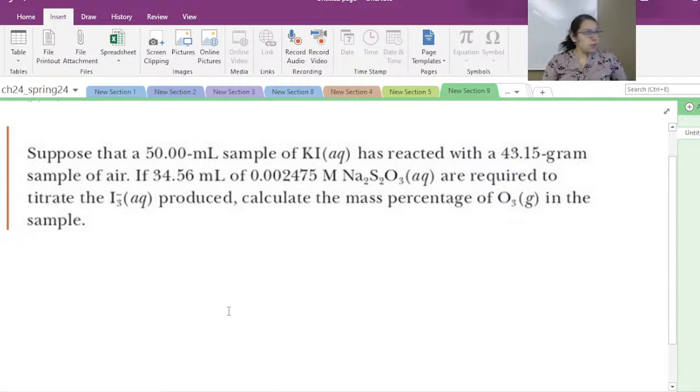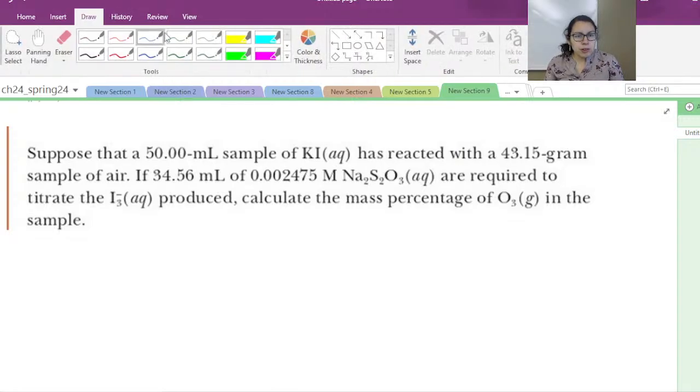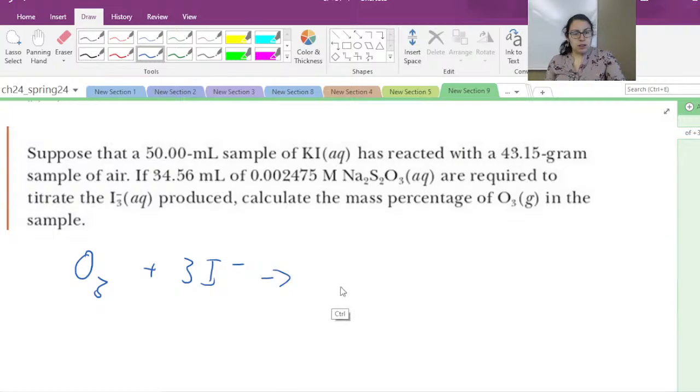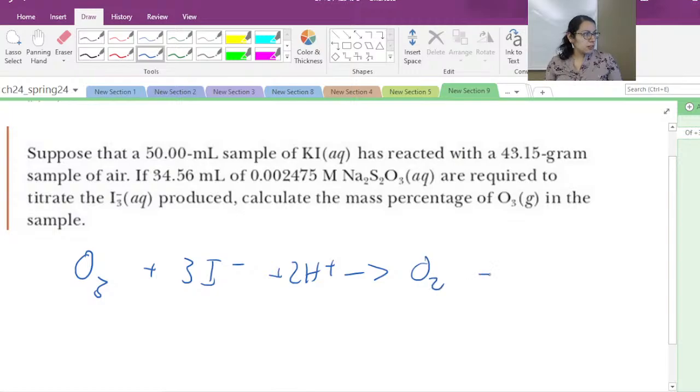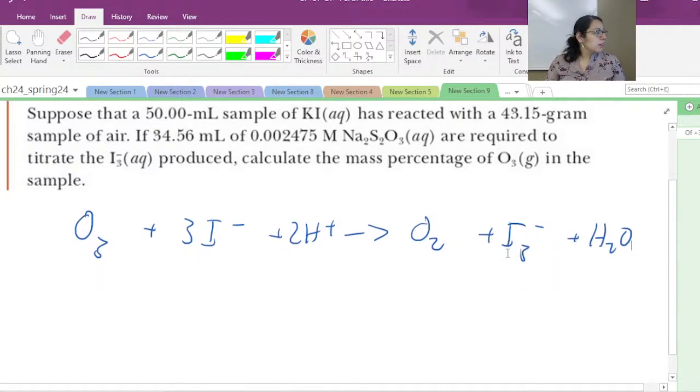So let's look at this problem. I don't know if you need a hint for this reaction. So we have ozone reacts with 3 equivalents of iodide and 2 equivalents of acidic protons to give us oxygen and the iodate and water. And so then we do this titration.